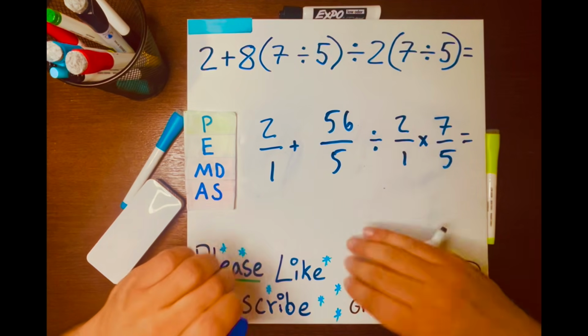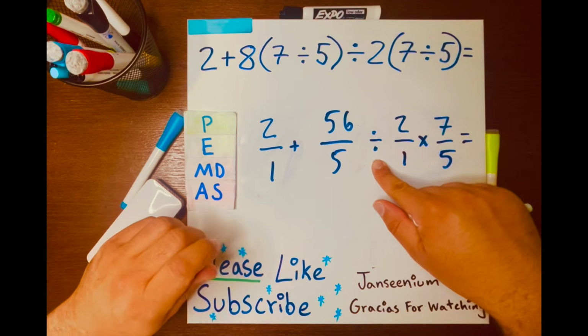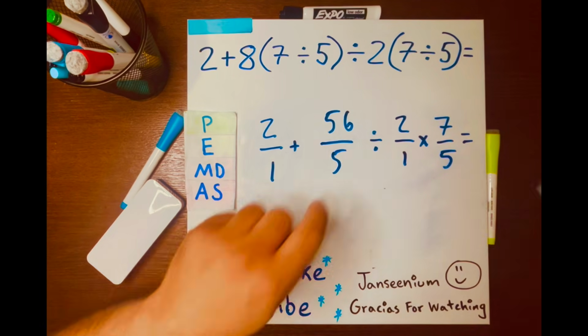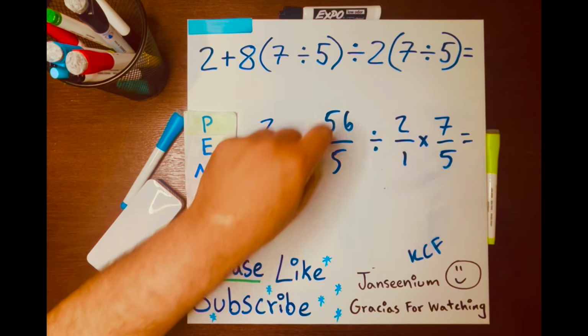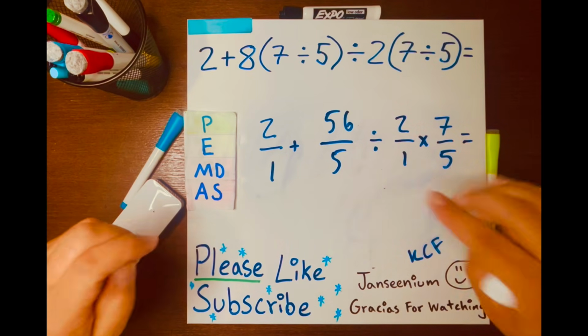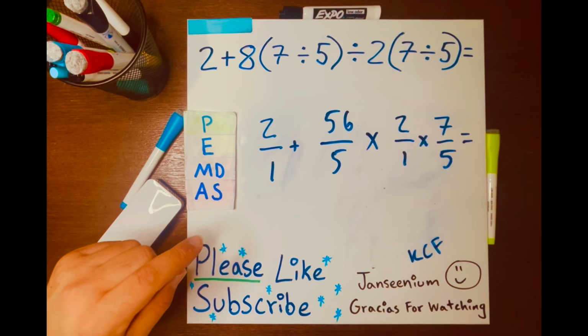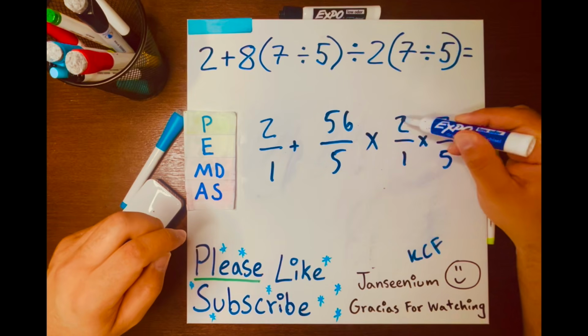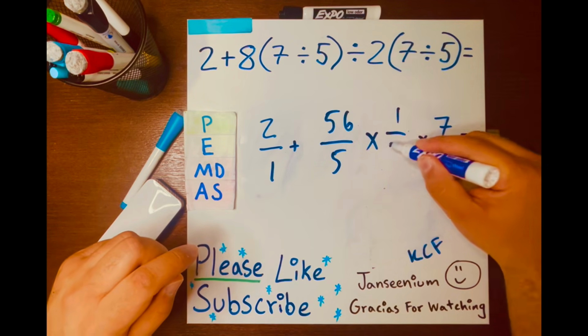And looking at PEMDAS, we're not starting with addition, we're starting with division. So we're going to use the keep, change, flip rule. So we'll keep the 56 over 5. Next, change division to multiplication. And lastly, we're going to flip this 2 over 1. So it'll be written 1 over 2.